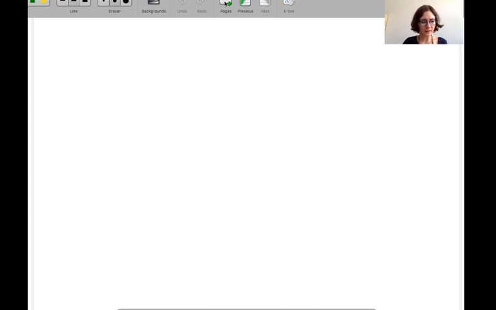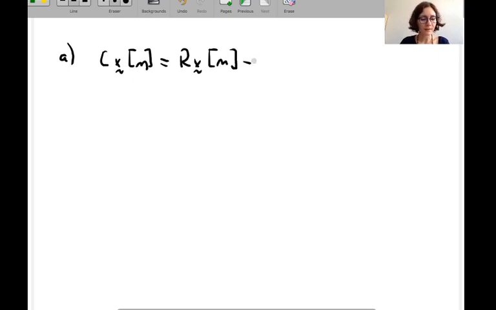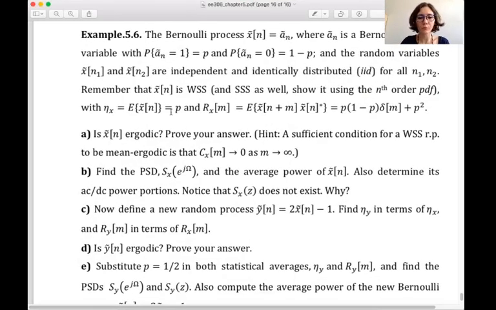So let's do that. To solve the first part, let's find the expression for the autocovariance function. We know how this is related to the autocorrelation function: it is Rx of m minus eta x squared. Remember, our process is wide-sense stationary, so eta x squared is equal to p squared. It's given in the question: the mean is equal to p, and the autocorrelation function has this expression. When you subtract eta x squared, this term disappears, so you're left with this term.